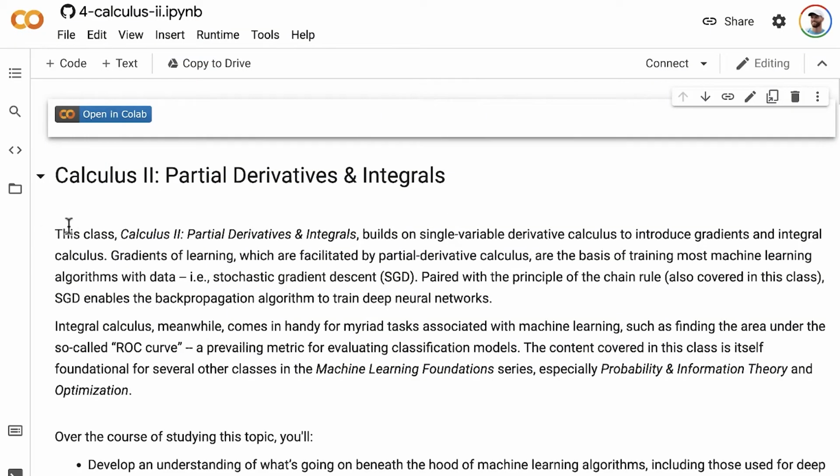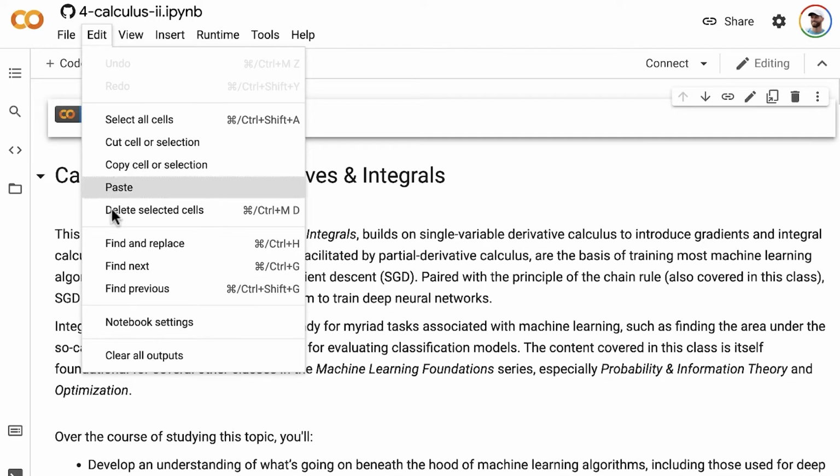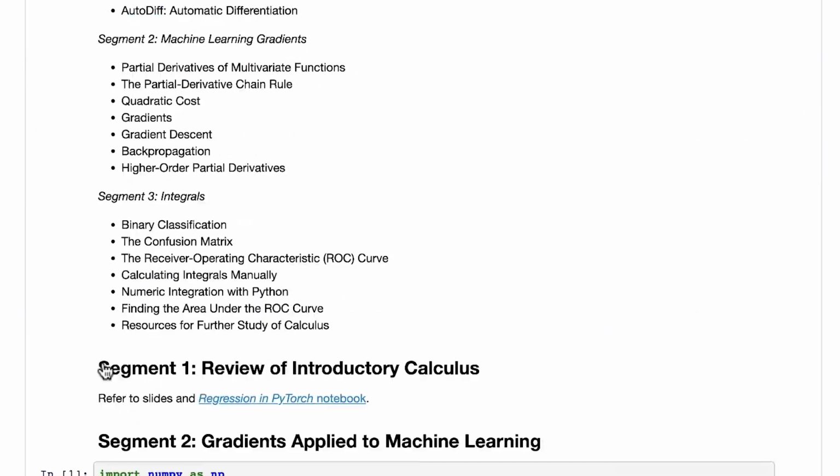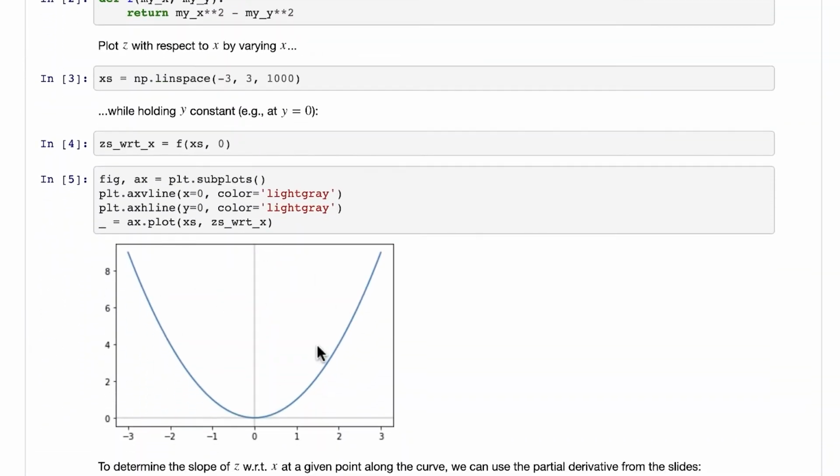When you open up the notebook in Colab, the first step, as with all of the notebooks in this Machine Learning Foundation series, is to click on Edit and clear all of the outputs, because we don't want to see all of the outputs that I had in my statically output GitHub notebook here. We want to create those fresh ourselves.